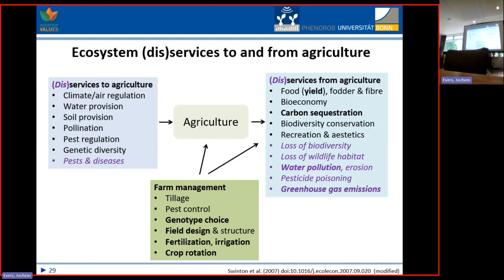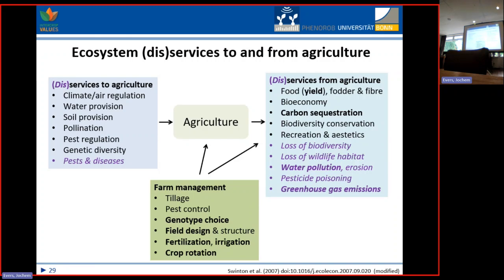So we have different ecosystem services to and from agriculture. These are services to agriculture, and the negative ones are always in purple. You have water and soil and so on, but also pests and diseases from ecosystems to agriculture. And then we have the services from agriculture to ecosystems or the society. Key ecosystem services, of course, are food, fodder, and fiber, then also carbon sequestration, biodiversity conservation, recreation. And then there are also a bunch of disservices like loss of biodiversity, water pollution, erosion, greenhouse gas emissions, and so on.